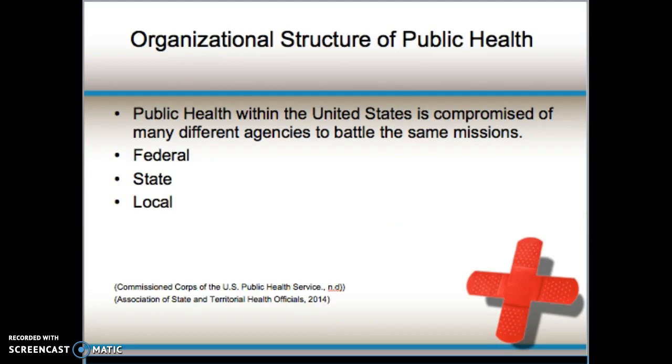There are many different agencies organized within public health, from federal, state, and local agencies. According to the Commissioned Corps of the U.S. Public Health Service, there are many agencies on a federal level. Those agencies include the Agency for Healthcare Research and Quality, which is in charge of research to better the quality of healthcare, reduce costs, improve patient safety, and improve access. The Agency for Toxic Substances and Disease Registry was developed to decrease the presence of and exposure to toxic substances.